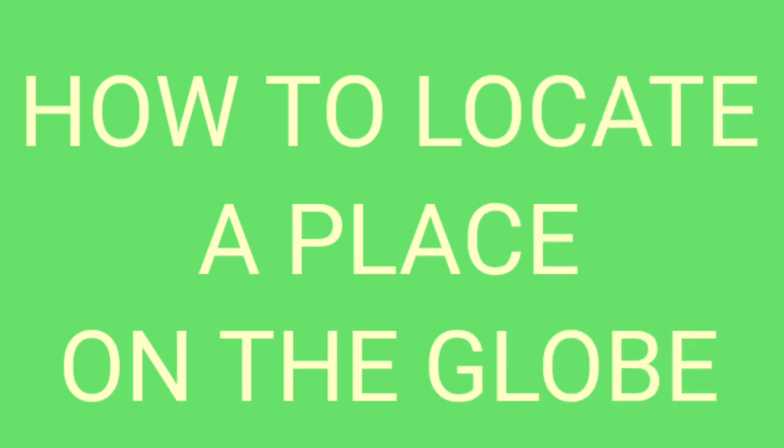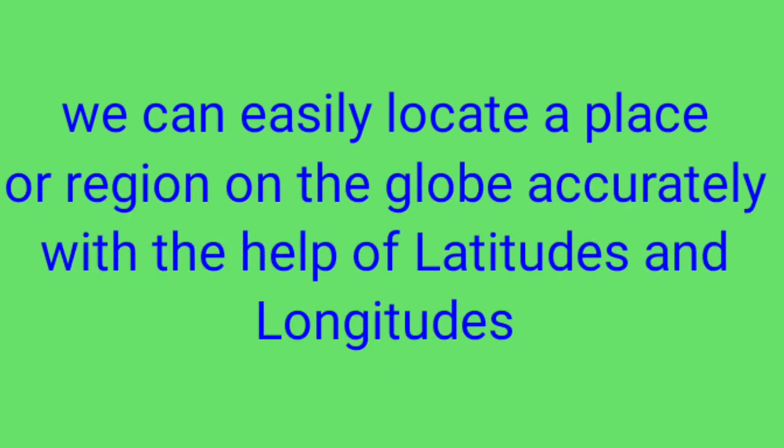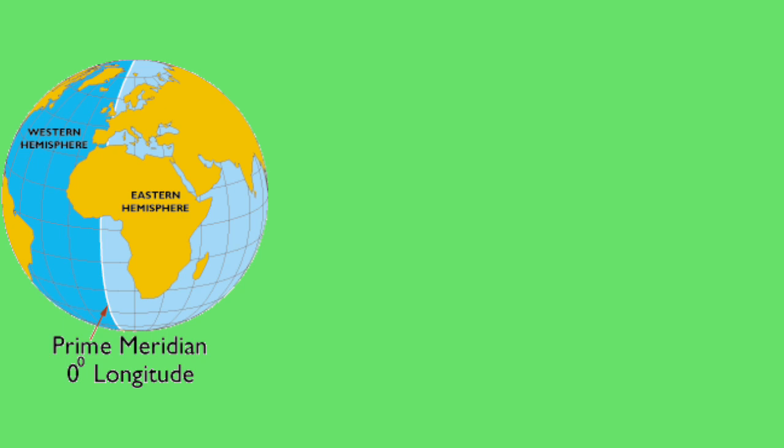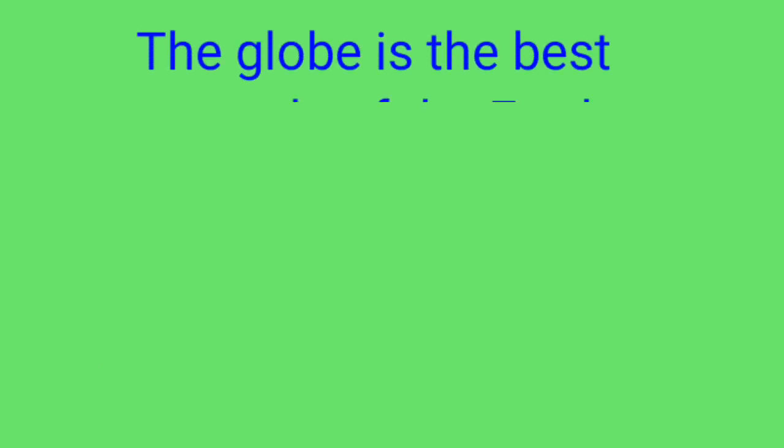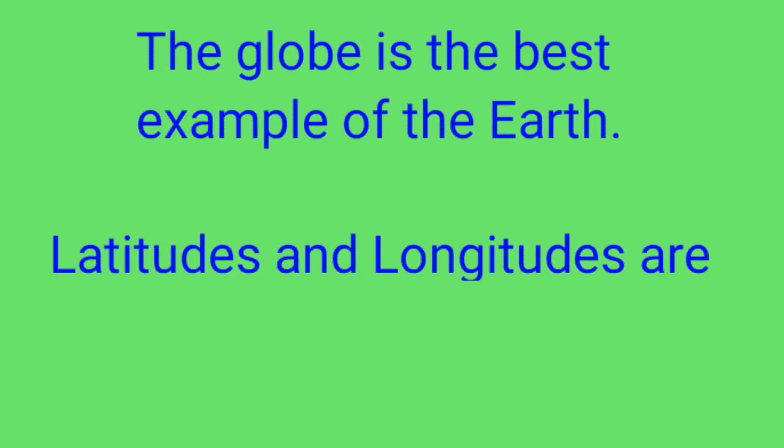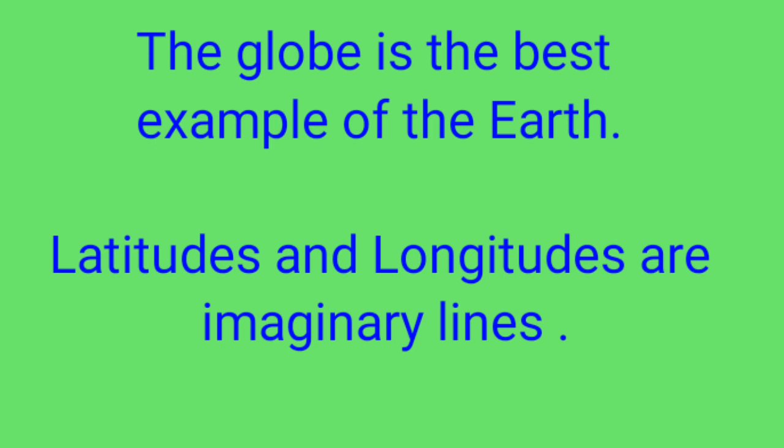Now, our second topic: how to locate a place exactly on the globe. We can easily locate a place or region on the globe accurately with the help of latitudes and longitudes. Before going to locate our country, I want to recall your past knowledge about the globe. We know the globe is the best model for the earth. Latitudes and longitudes are imaginary lines drawn on the globe.